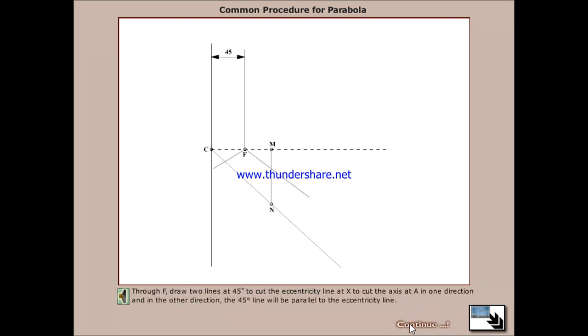Through S, draw two lines at 45 degrees to cut the eccentricity line at S, and to cut the axis at A in one direction and in the other direction. The 45-degree line will be parallel to the eccentricity line.